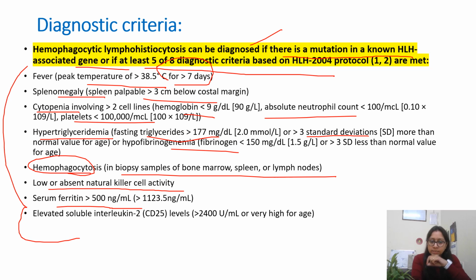Then the last criterion is elevated soluble interleukin 2, that is CD25 levels, more than 2400 unit per ml or very high for age. So these are the 8 criteria, of which if 5 are positive, we can label the patient as hemophagocytic lymphohistiocytosis or hemophagocytic syndrome.